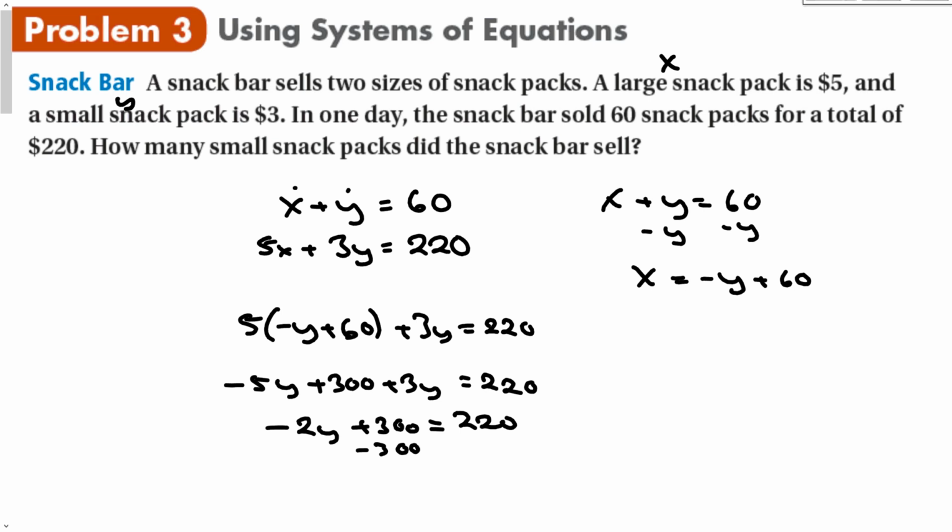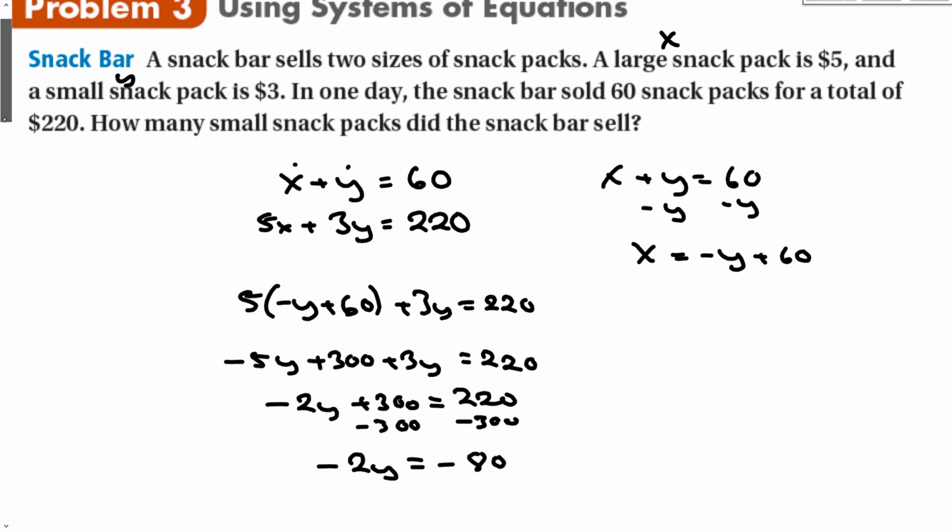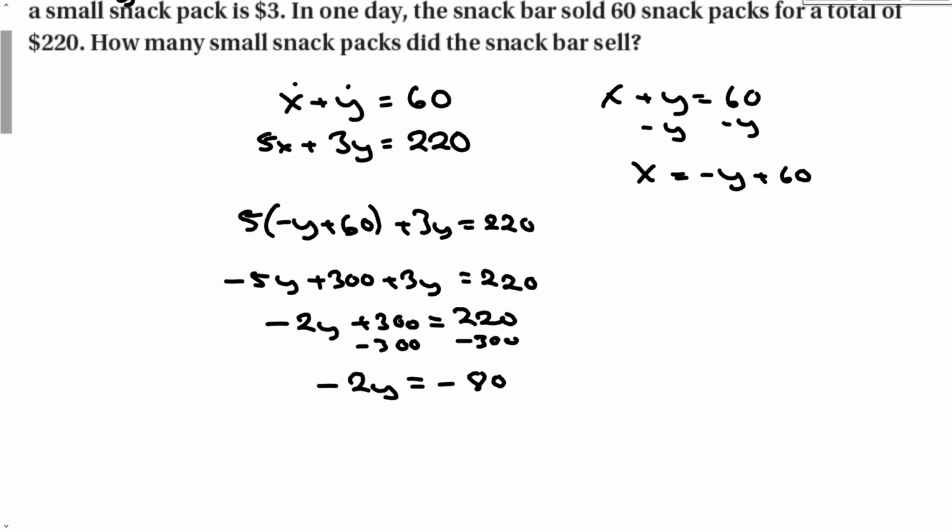Subtract out the 300. Okay. Negative 2y is equal to negative 80. And if I actually got a negative answer here, I'd have to go back and check because that wouldn't make sense because I'm solving for the number of snack packs the snack bar sold. So divide both sides by 2, and I get that y is equal to 40.